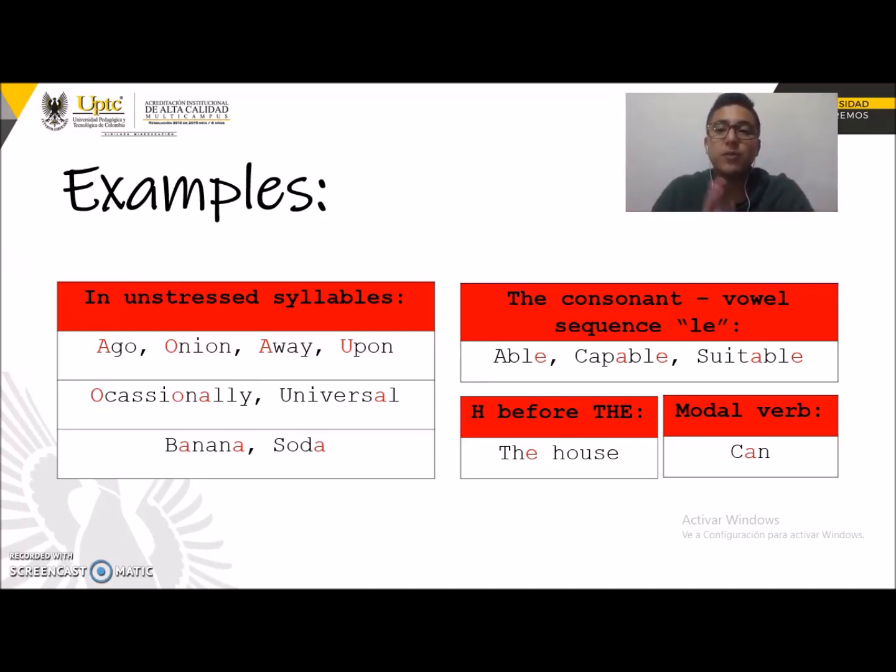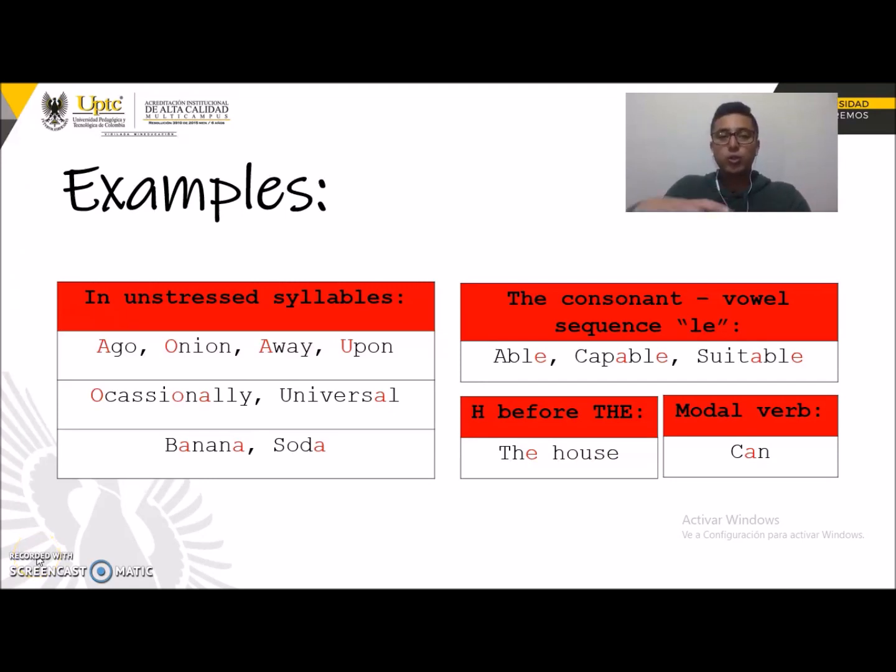Next up, we have H before THE, for example, the house. It's not the house, but the house. And at the end, the modal verb can. In summary, I'm going to pronounce them all for you to understand that there is not a clear key answer for this, but these are some of the examples. Ago, onion, away, upon, occasionally, universal, banana, soda, able, capable, suitable, the house, can.